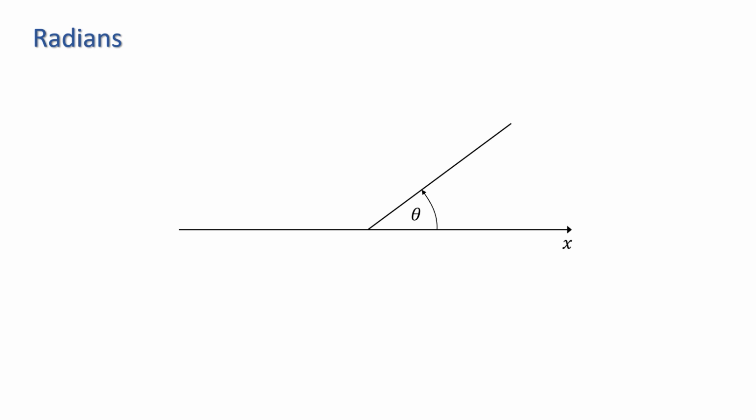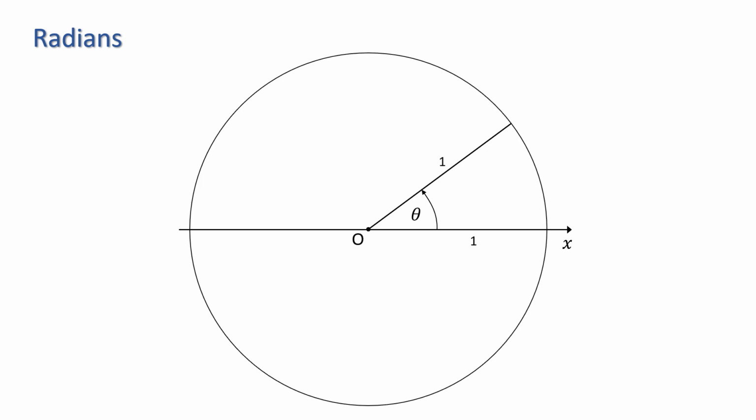Another way to think of this definition is to consider a unit circle, that is, a circle that has a radius of 1. The angle theta in radians is then the length of the arc along the unit circle. Similarly, if we consider a circle of radius r, then an angle of theta radians corresponds to an arc length of r times theta.